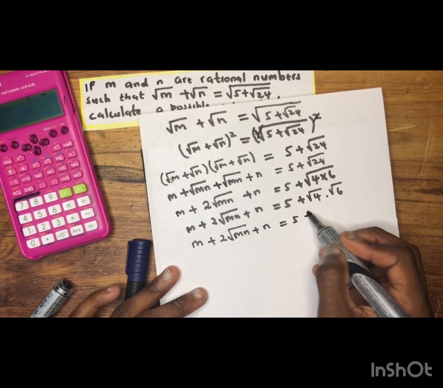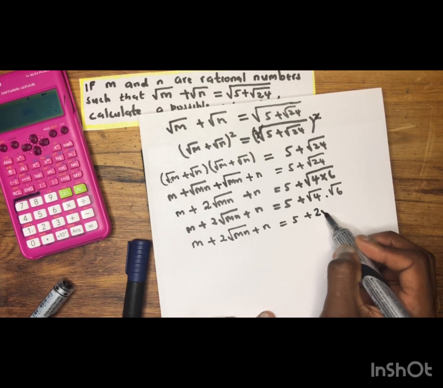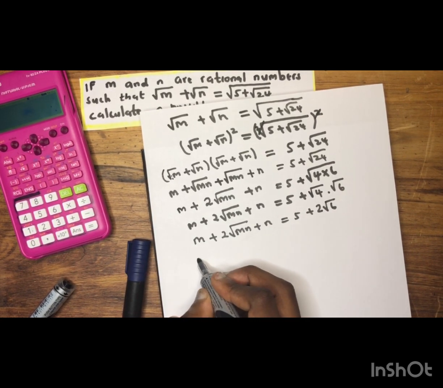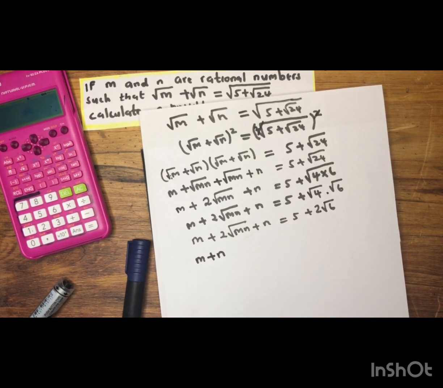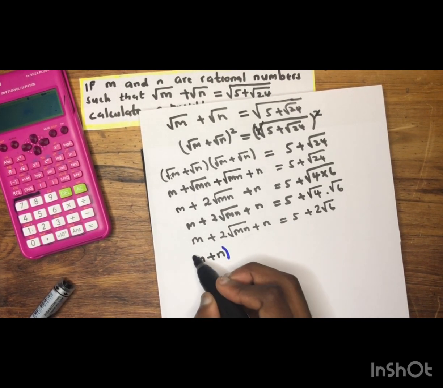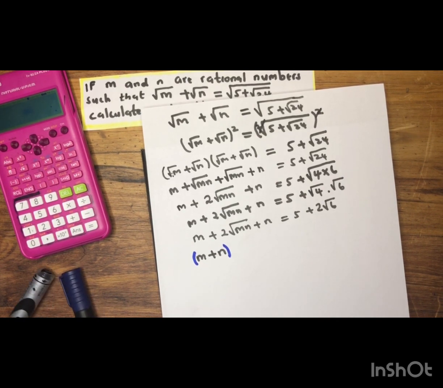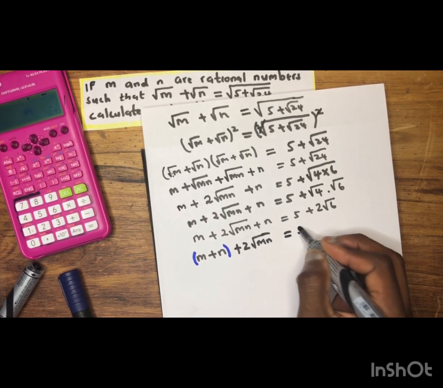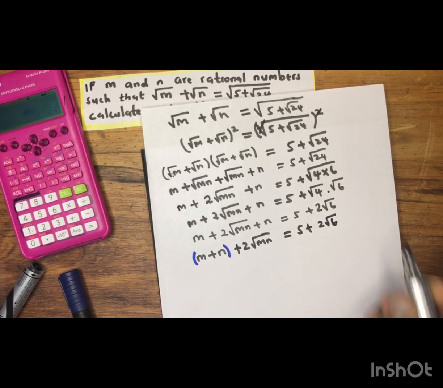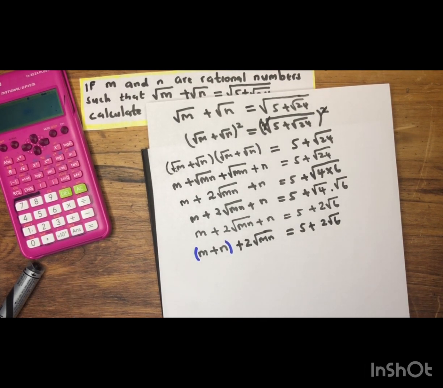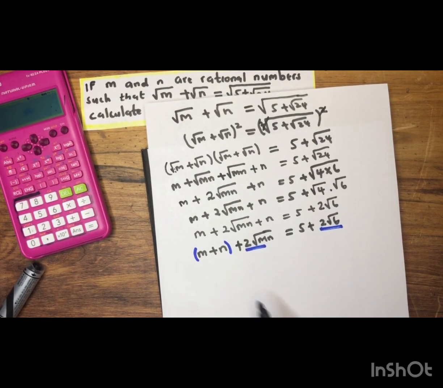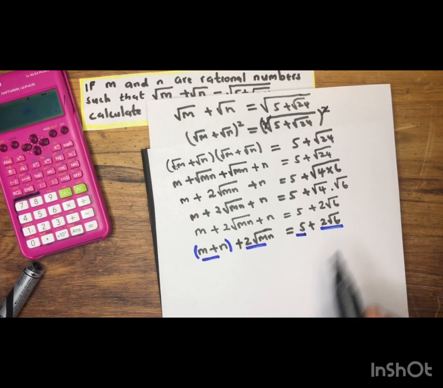So this is 5 plus root 4 give you what? 2 root 6. Wow, then I'm happy. Guys, push this n forward. If we push this n forward, this is m plus n. Then let's close the brackets here and make it one term, plus 2 root mn equals to 5 plus 2 root 6. Okay, now, guys, can you see that this one is the same with these 2, which means I can equate. So this one will be equal to this one.